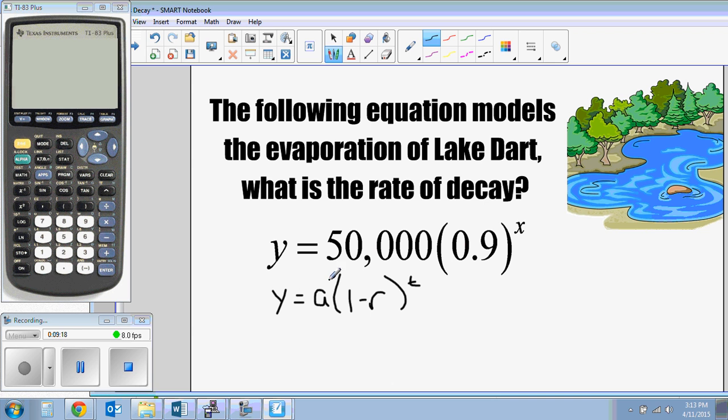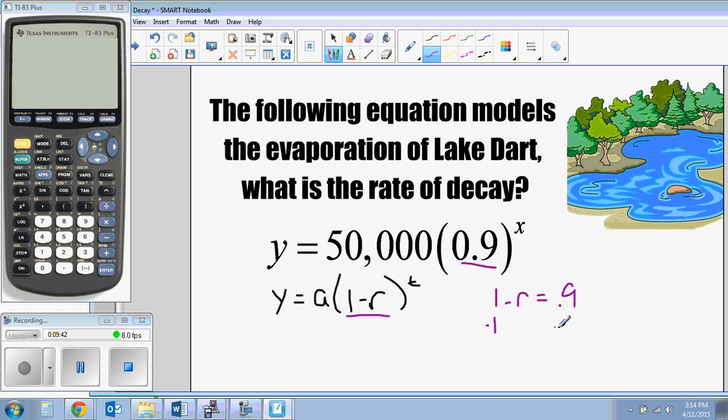So when I go to solve this, y is still the same, 50,000 is a. I'm not looking for those. What I'm looking for is this rate right here. And in order to find that, I have to say that these two things are equal. So this right here is equal to this right here. I'm going to say 1 minus r is equal to 0.9. I'm just going to use algebra to help me solve that.